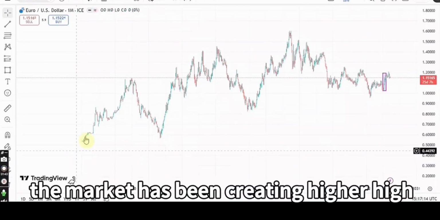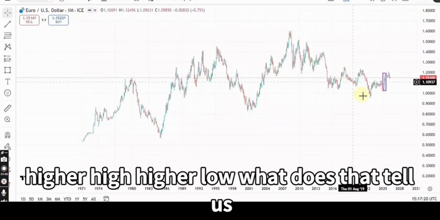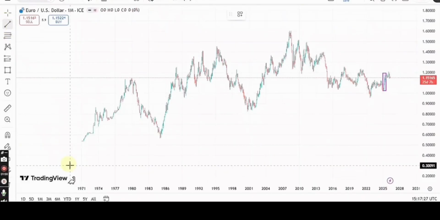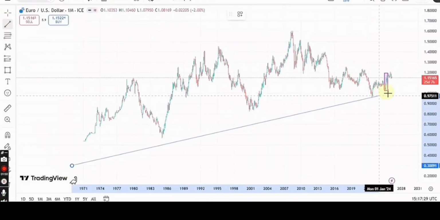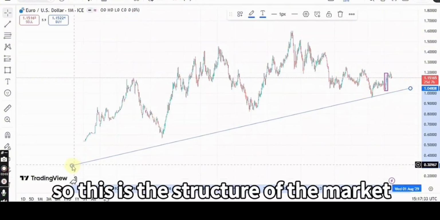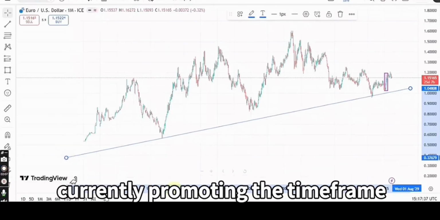The market has been creating higher high, higher low, higher high, higher low, higher high, higher low. What does that tell us? It tells us that the market is in an uptrend. The market is currently in an uptrend. So this is the structure of the market currently from monthly time frame.